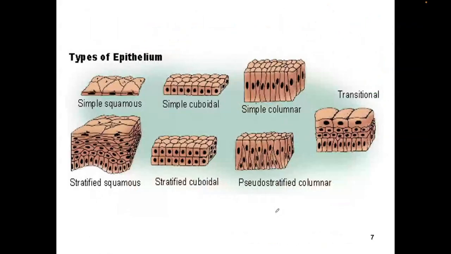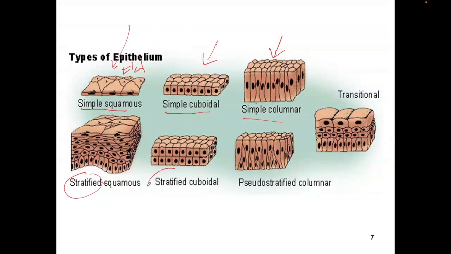Okay, so when we look at the epithelium, let's just take a look again. We look at it from the side view. We see that these are the flat ones, and it's only one cell layer thick, so it's simple squamous epithelium. These are simple cuboidal epithelium, and these are simple columnar epithelium, right? Cube-shaped, column-shaped, and flat-shaped, and they're all one cell layer thick.